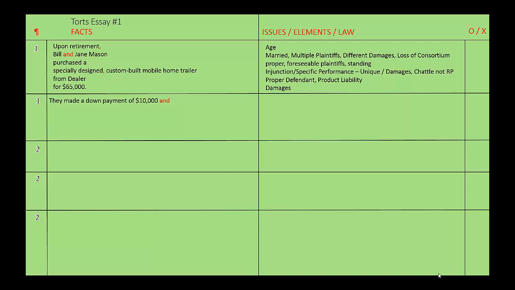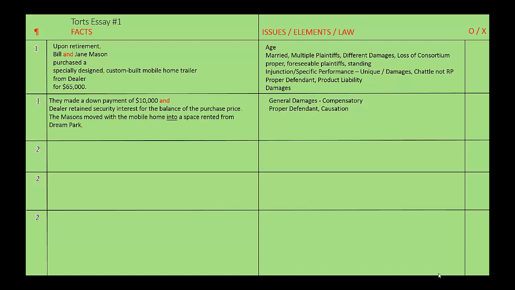So in the second sentence of the first paragraph, they made a down payment of $10,000. Okay? So if I put in 10 grand, I'm out of pocket 10 grand, I'd like that money back somehow. So it's general damages. Compensate me if something happens. And so in this sentence, this is an example of how we've got damages and we have a causation or some sort of link to the defendant. The dealer retained a security interest for the balance of the purchase price.